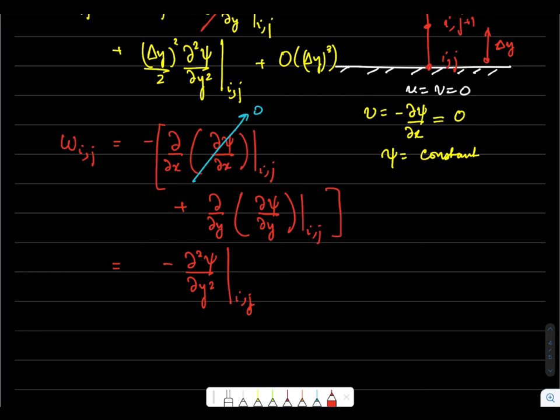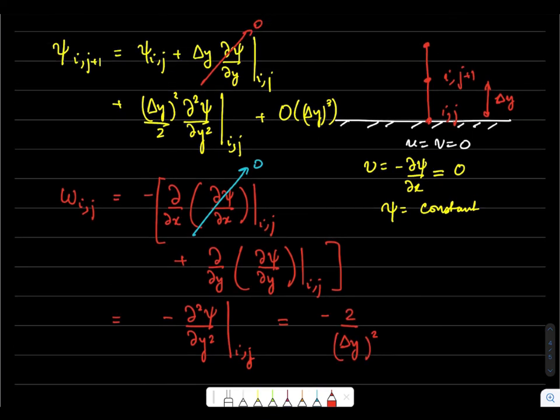So clearly that means I can now substitute from the Taylor series. I can use this series to substitute what d2 psi dy squared will be. So this will be minus 2 by delta y squared times psi i,j+1 minus psi ij, plus an order delta y truncation error.